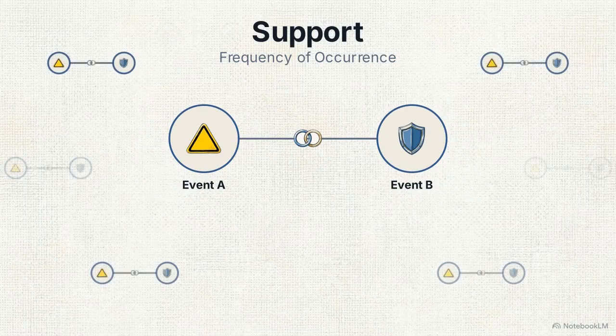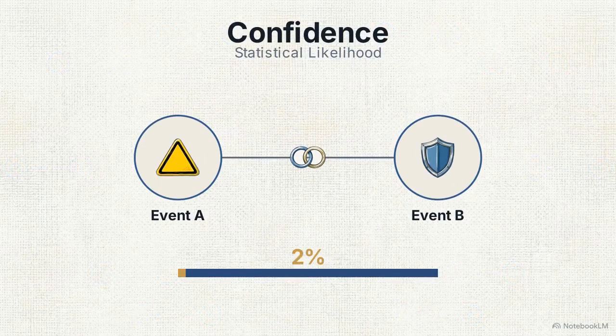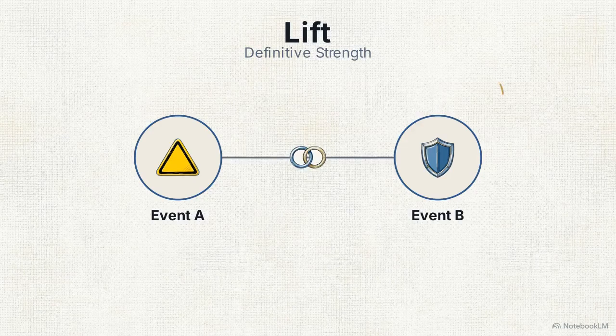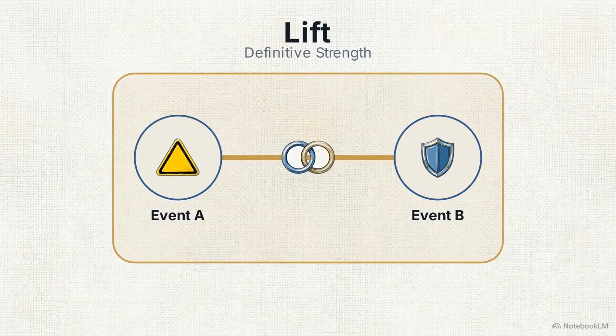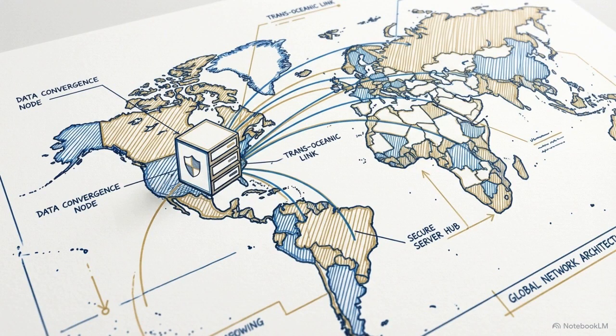The first is support. Support calculates the frequency of the occurrence within the data. The second is confidence. This measures the statistical likelihood of the association actually holding true when event A happens. Finally, we calculate lift. Lift measures the definitive strength of the relationship, proving the connection is not merely random chance. When combined, these three metrics allow a computer scientist to mathematically prove that two seemingly isolated network events are distinctly linked.